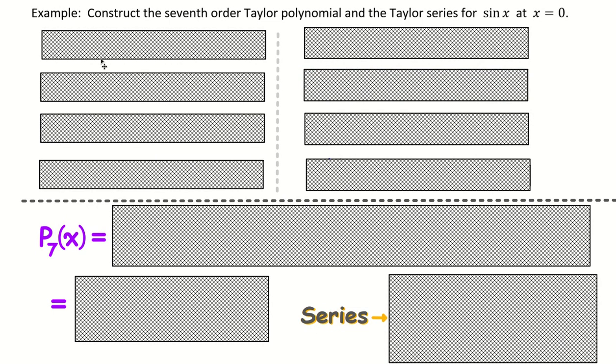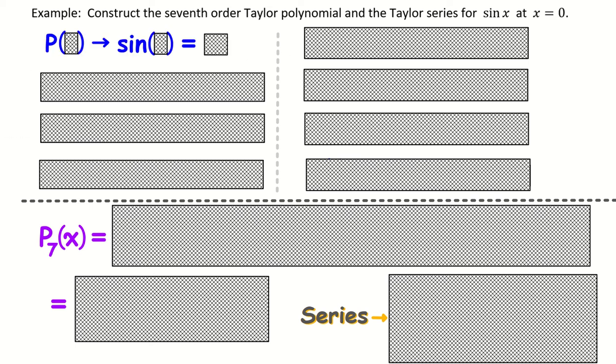Next example. Construct the 7th order Taylor polynomial and the Taylor series. So we're going to see how that works, I guess. But you'll be fine. For sine of x at x equals 0. So the good news is we're still at x equals 0. And plugging in 0 is usually pretty easy.